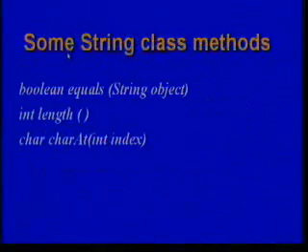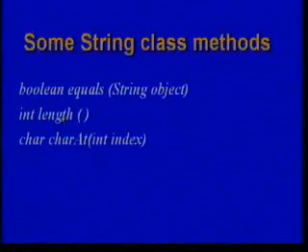Most of the string classes have these standard methods available. Boolean equals tries to compare whether these two strings are equal or not. Equal in the sense that all the elements are the same, the length of the strings is the same, and so on. This is called equals. It compares two strings and returns true or false, whether the strings are equal or not.